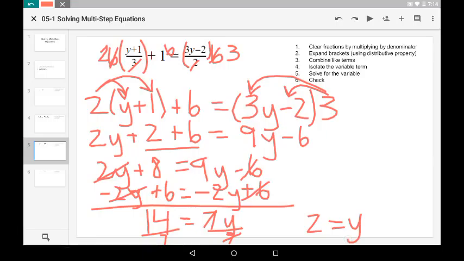I'm going to skip the check for this one because I've already done this, but this is something that you always need to do to make sure your work is correct.